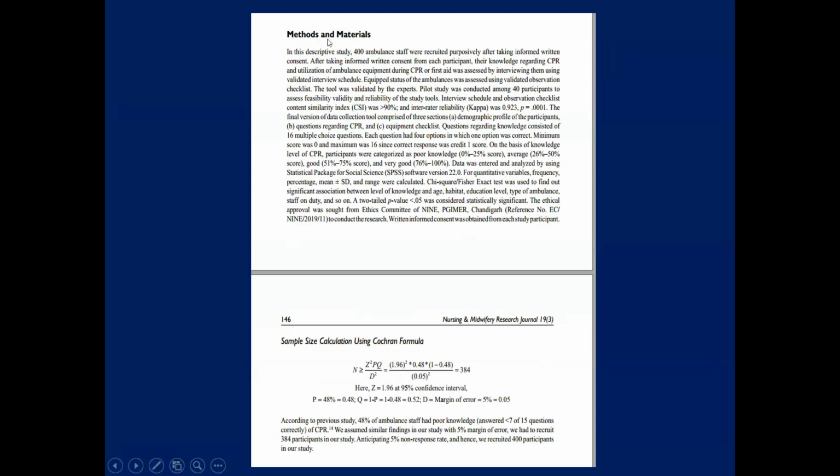In methods and material, our research methodology is explained step by step. This is the sample size calculation, using the Cochran formula. We have to mention each and everything. And in statistical analysis, we used SPSS software, and everything has to be mentioned here. So this is research methodology in a paper.